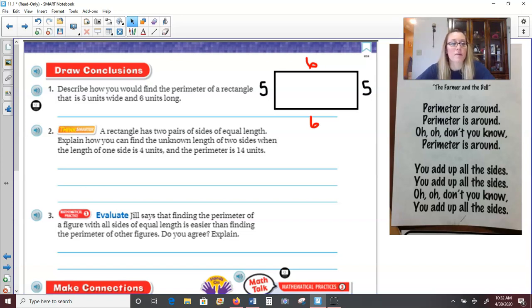You know, perimeters around. Oh, oh, don't you know, perimeters around. You add up all the sides. You add up all the sides. Oh, oh, don't you know, you add up all the sides.